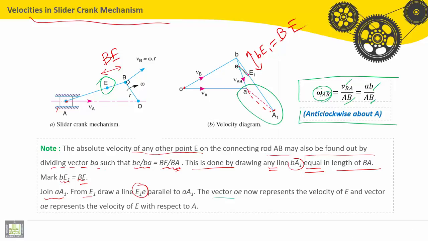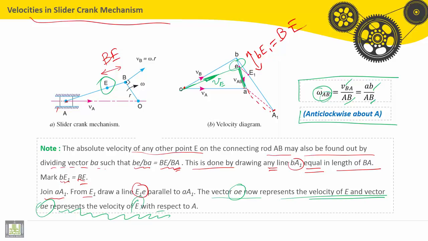Okay? The vector OE, because now we find the point E, and then we can draw the vector, which now represents the velocity of E. This is VE. Okay? This is VE. AE here represents the relative velocity of the point E with respect to A.